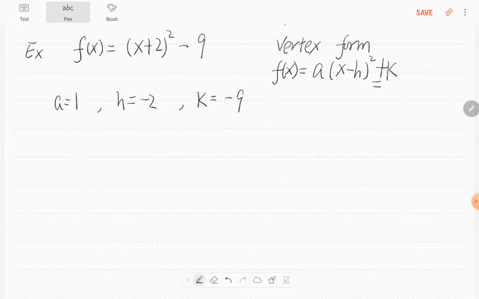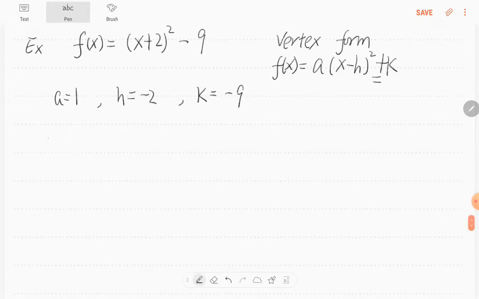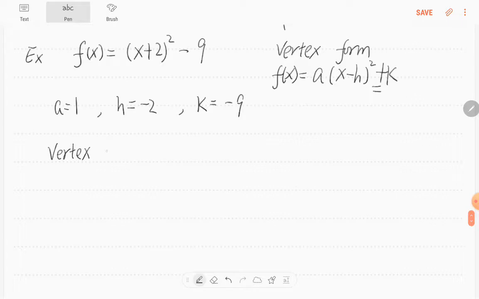So from this information, we can see that the vertex is given by h is negative 2 and k is negative 9. So this is the vertex.